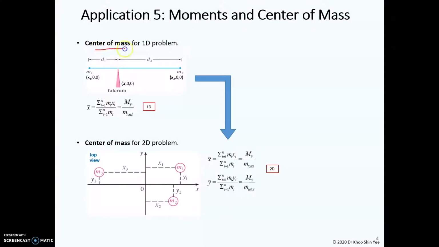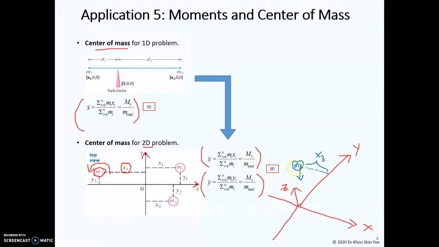We can extend the center of mass problem from 1D to the 2D case here, where you can see that the formula to find the x bar still remains the same. And you have a similar formula to find the y bar. So for the 2D case, you have your y-axis and x-axis here, where you have 3 masses in this example. So if you take the mass multiplied with the distance here, then you get the moment that has the tendency to rotate about the y-axis here.